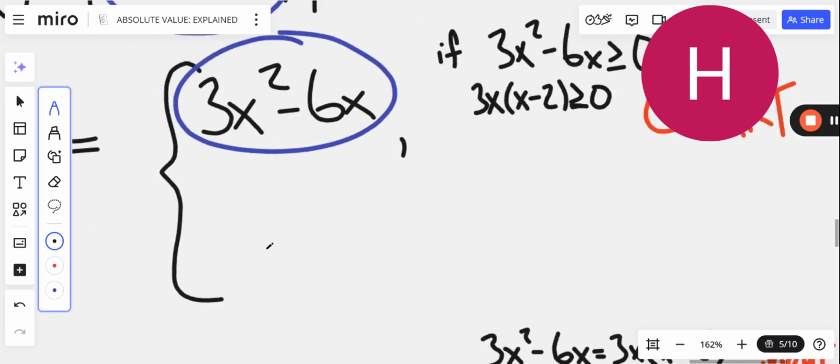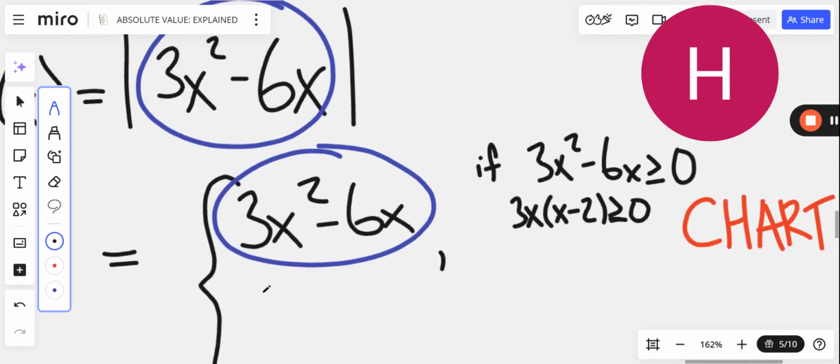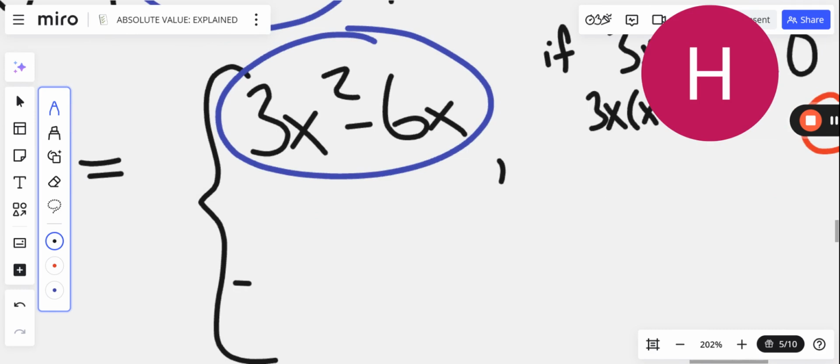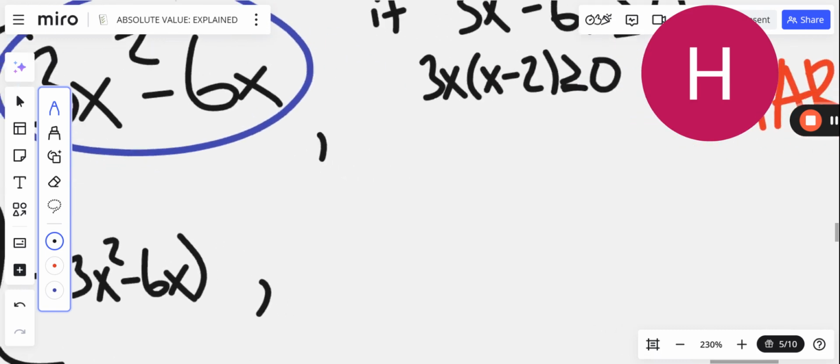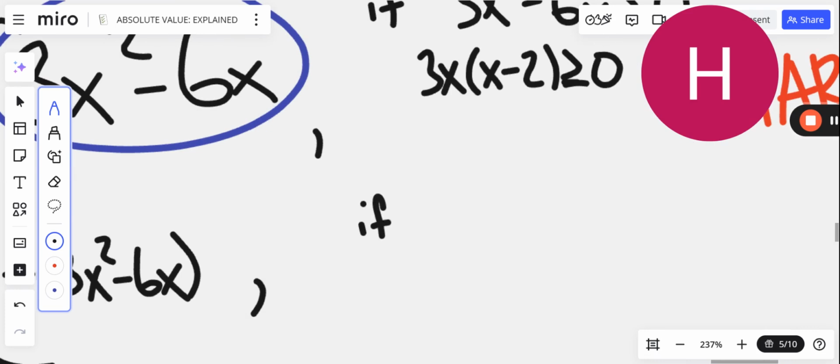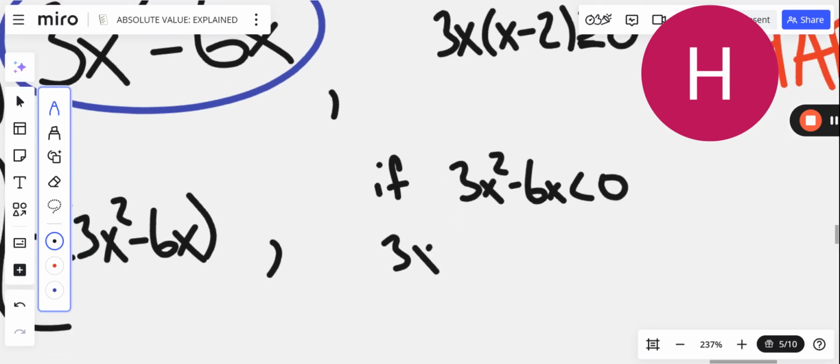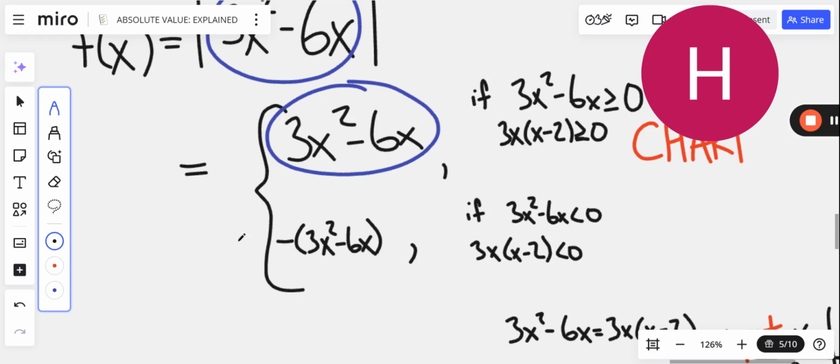Now, let's take a look. What's going to happen if it does flip? If it flips, then we're going to end up with negative parentheses 3x squared minus 6x. And we're going to graph that portion, the flip portion, if it's negative. So if 3x squared minus 6x is less than 0, or in other words, if 3x times x minus 2, if that product is less than 0, then we're going to flip it.